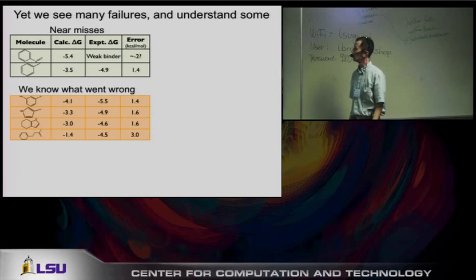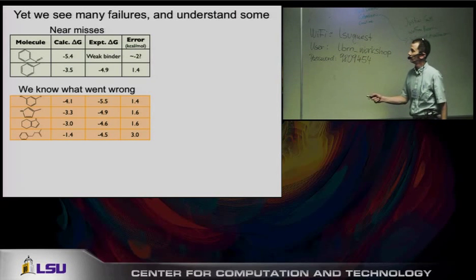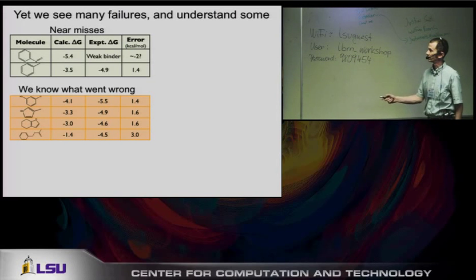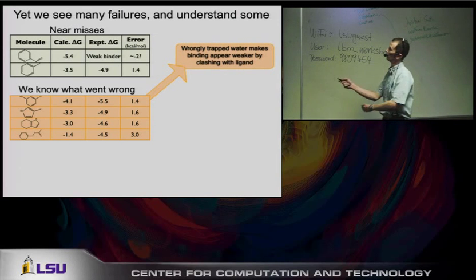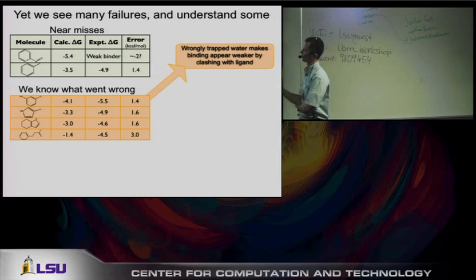Here are some where we know, I think, what went wrong. Here, this last column again is the error in kcal per mole. In this first one, there was a water that wandered into the binding site that shouldn't really have been there. But because, as a fluke, it got stuck in the binding site, it was trying to occupy the same space as the ligand, and it made it look like the ligand didn't bind well, when in fact if the water wasn't there it would bind better.